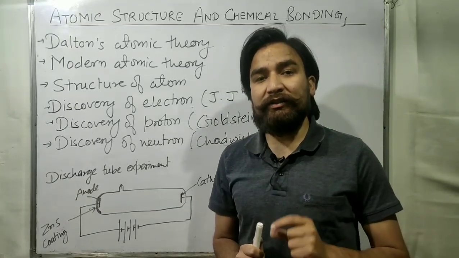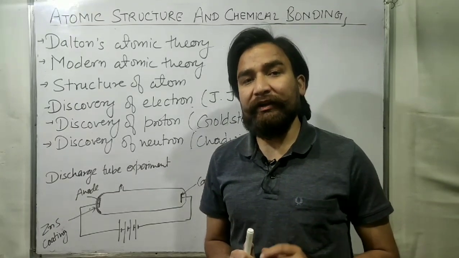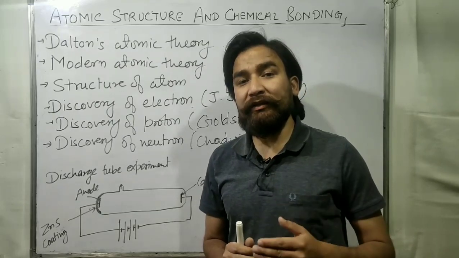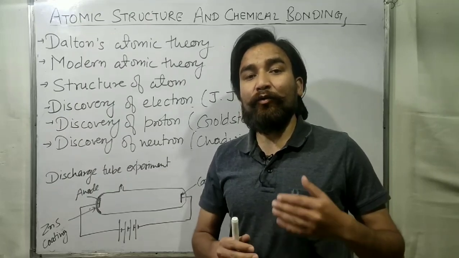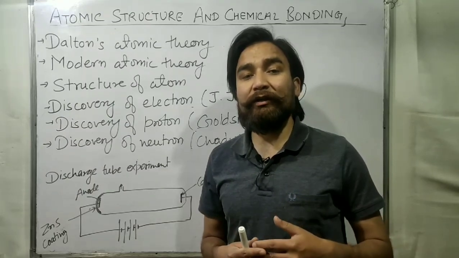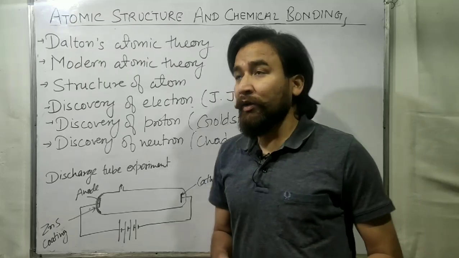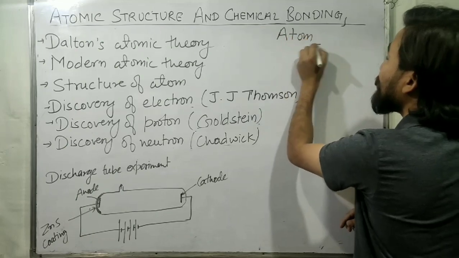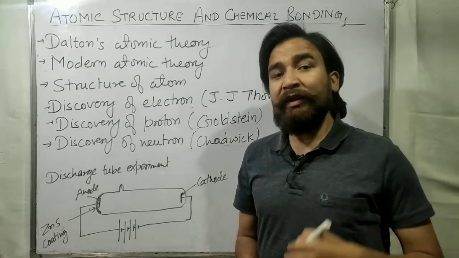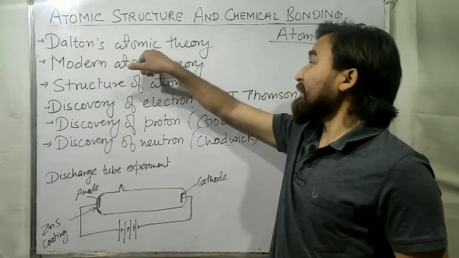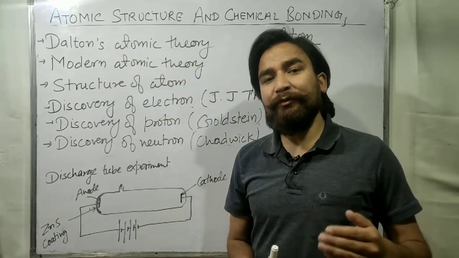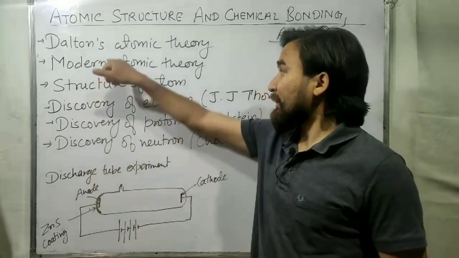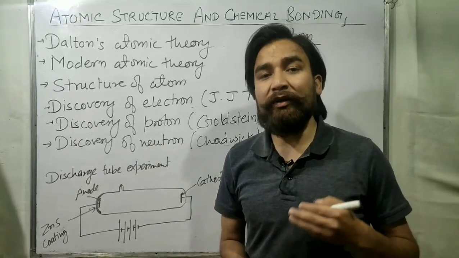Now, atomic structure stands for structure of atom. That means we will know what kind of particles are present in an atom and what is the position of those particular particles. Now, first of all, we will know from where the term atom came. So, it started with Dalton's atomic theory. However, before that, many philosophers predicted the presence of atom, but Dalton gave a theory about atom.